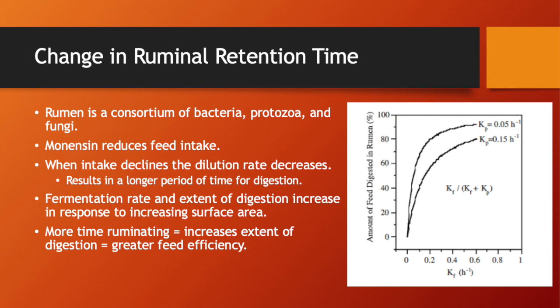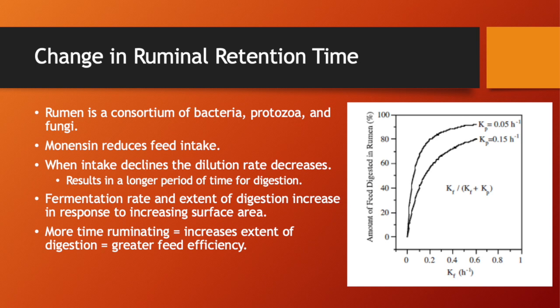The final mode of action I'll talk about in this presentation is a change in the ruminal retention time. We know that the rumen is a consortium of bacteria, protozoa, and fungi. Well, monensin acts to reduce overall feed intake. When feed intake declines, the dilution rate decreases. This results in a longer period of time that the bacteria and the protozoa and fungi are able to sit there and act on the feedstuff.